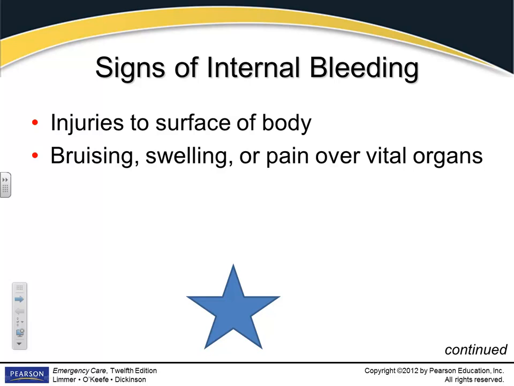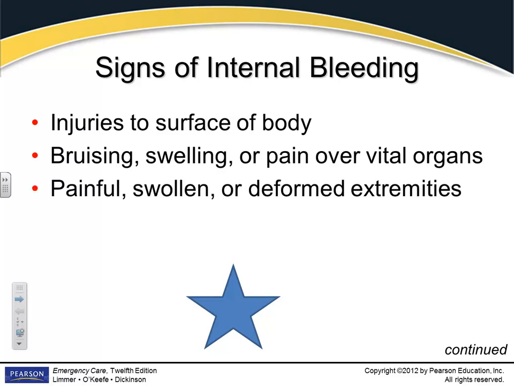Yeah, if they've got pain when you're palpating, painful areas, or you notice bruising or swelling, DCAP-BTLS, you're going to consider internal bleeding. Any painful or deformed extremities, like a twisted ankle. You can have a broken bone that doesn't pop through the skin, where it's a closed injury. You can have significant bleeding.